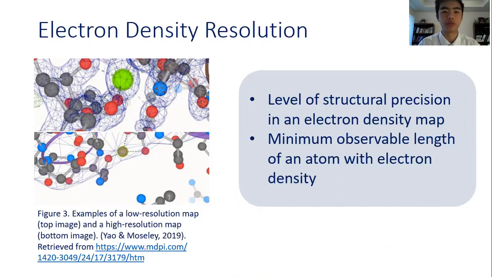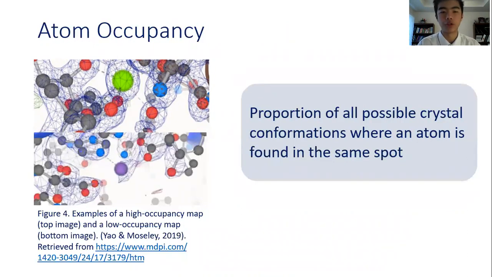The next metric that was used was the atom occupancy, which is found for every single atom, and it refers to the proportion of all possible crystal conformations in which that atom is found at the exact same spot. So for instance, an occupancy of 0.5 for an atom would mean that that atom is found in the same spot in 50% of those conformations, which means that in the other 50%, it can be found in varying locations, which would make it very difficult to predict the modeling and thus make it a very low regional structural quality.